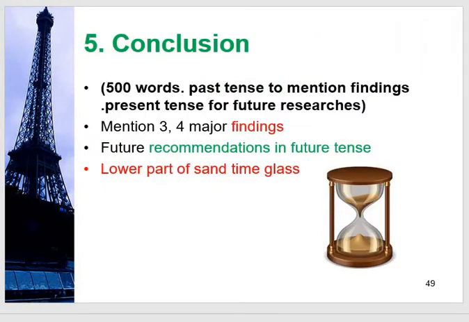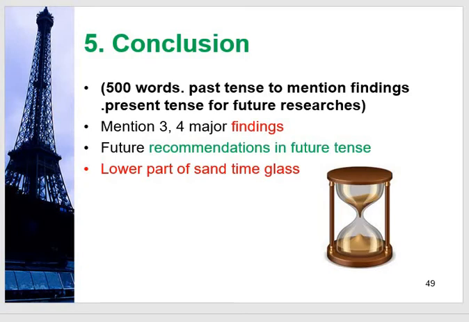In the conclusion part, it should be of 500 words and use past tense to mention findings, major findings. Again, these major findings are according to your research question. From the first research question, you have found this major finding. So your findings sequence and your research question sequence should be the same. Future recommendations will be written in future tense.